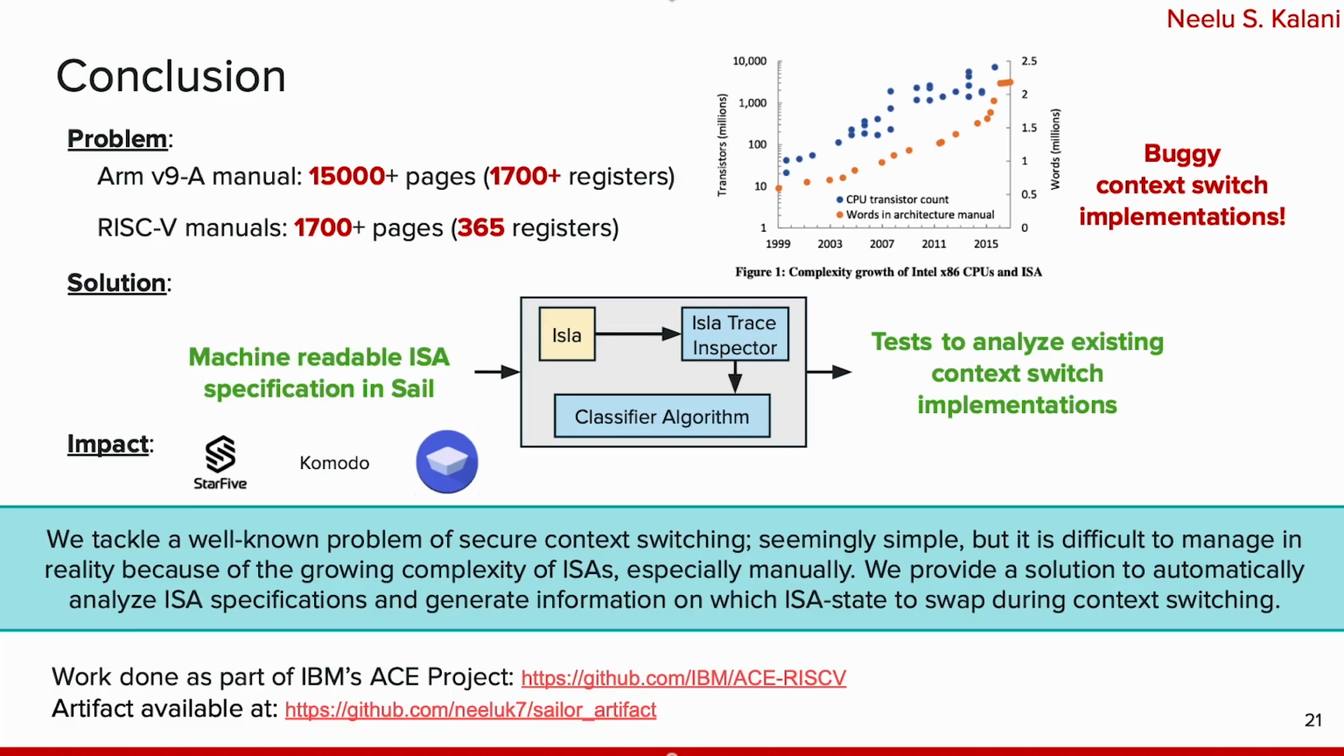In conclusion, we tackle an already well-known problem of secure context switching, which unfortunately still hasn't been solved because of the growing complexities of ISAs. We provide a solution to automatically analyze the ISA specifications and generate information on which ISA state must be swapped during context switching.